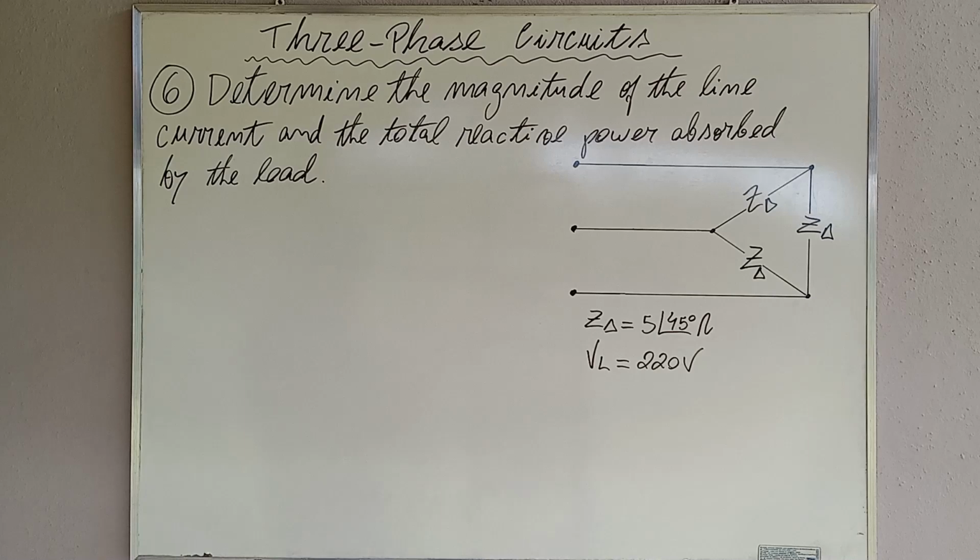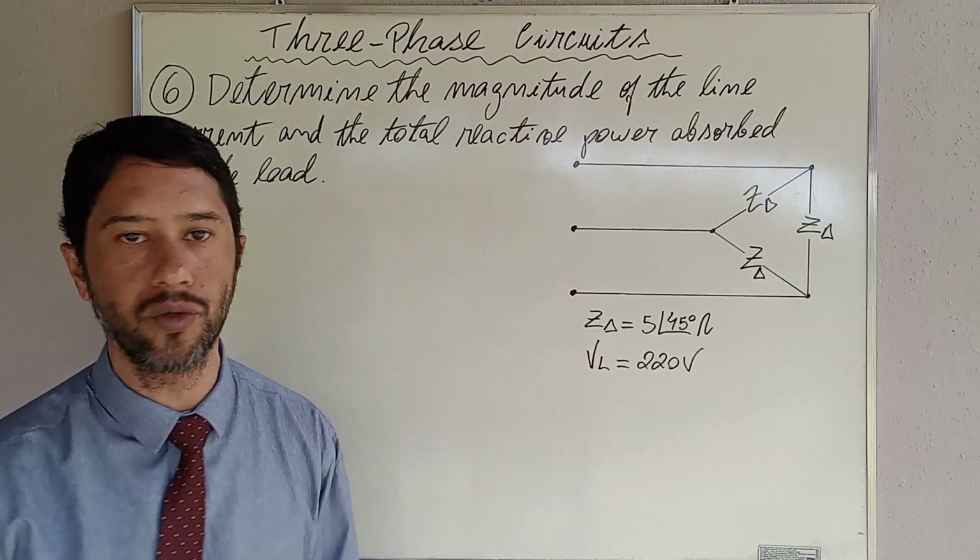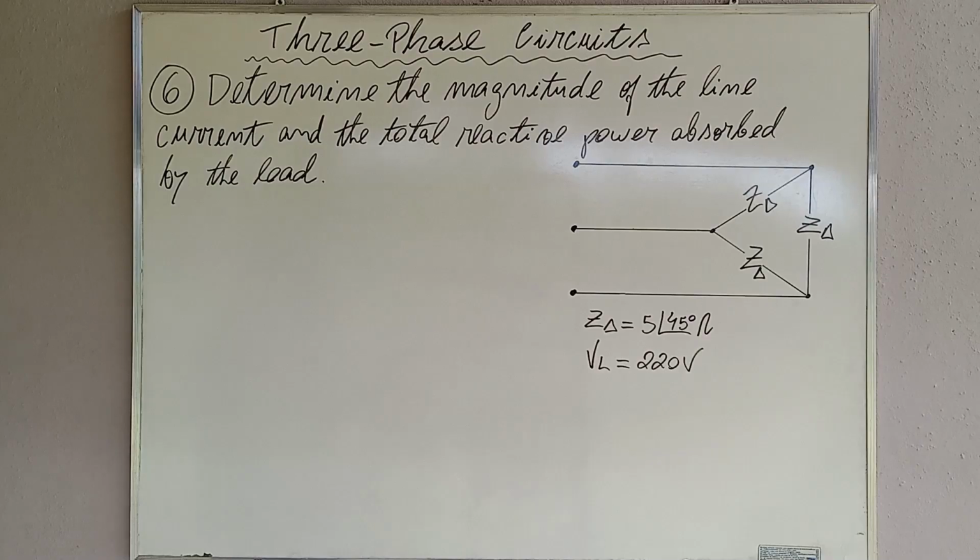The exercise stated that the load is balanced and delta connected. Also, the exercise provided the RMS value of the line voltage. Thus, we use the values provided by the exercise, the impedance of the delta connection, and the line voltage. The first step consists of calculating the magnitude of the line current. Remember that for the delta, the magnitude of the line currents is the square root of 3 times the magnitude of the phase currents, and the line voltages are equal to phase voltages.